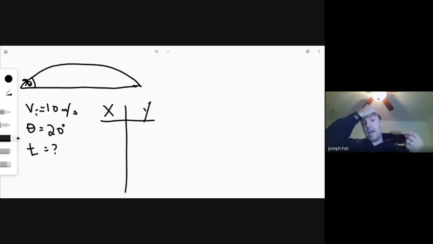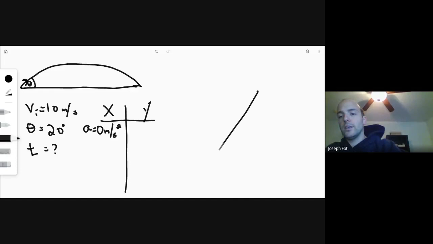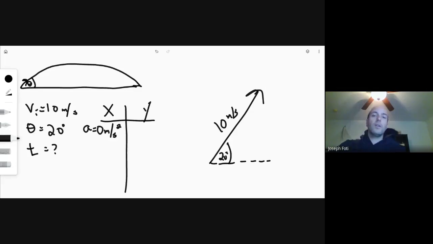So let's think through and see which values we know are just horizontal and which ones are just vertical. Well, to start, we know that the horizontal acceleration is 0 meters per second squared. We don't know any information about the displacement. We don't know any information about the time yet, because that's what we end up looking for. But what about initial velocity? Well, the initial velocity is kind of pointing like this, right? This is 10 meters per second, and it's at an angle of 20 degrees.